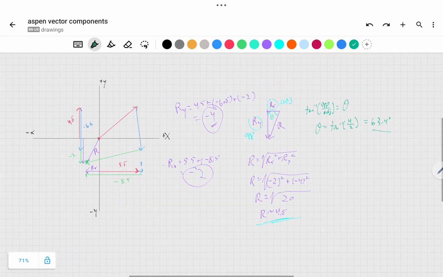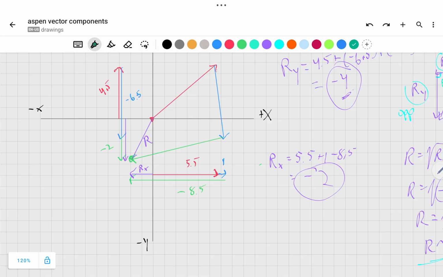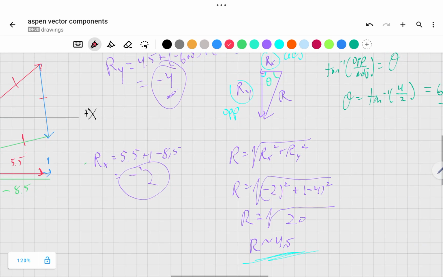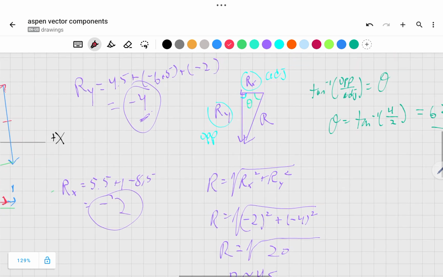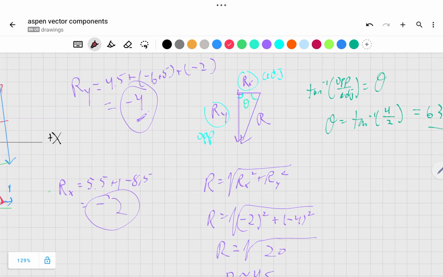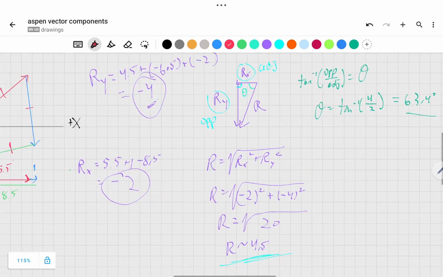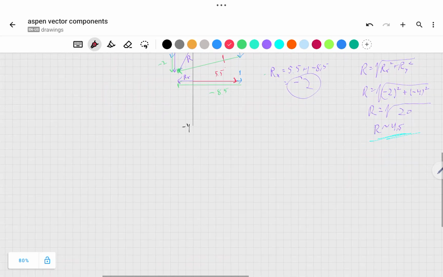So our process is going to be find out how much every vector that leads to the result that I want, how much of those vectors are in the x direction, add all that up, how much are in the y direction, add it up, and then make a new triangle for my result using the total x and the total y, and then use Pythagorean theorem and tan inverse. So I'm going to write out this as a process here.